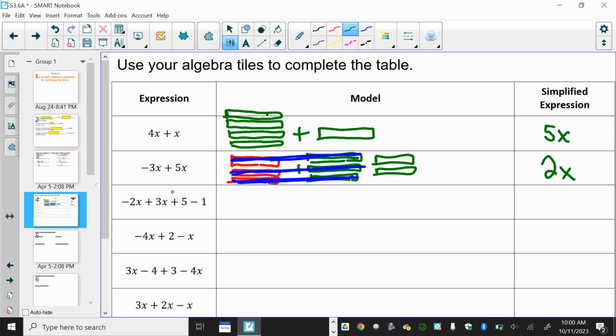Alright, let's do it again. Now I have negative 2x's. I'm going to draw them up and down to make them fit, okay? 1, 2, 1, 2, 3, plus 5.